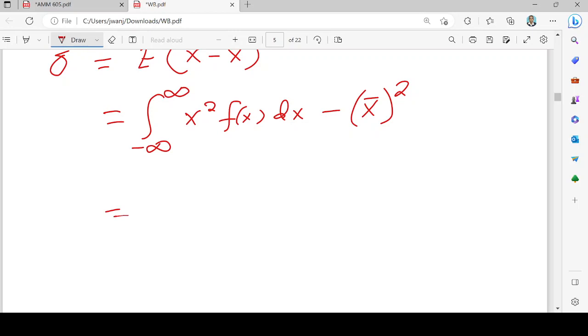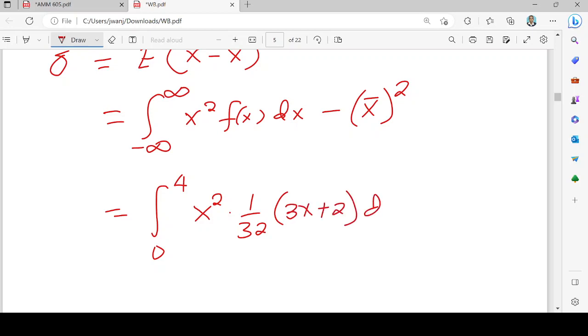So in this case, we write this will be the integral from 0 to 4 of x squared times 1 over 32 into 3x plus 2 dx minus 2.5 squared. Notice that here we have replaced the lower limit negative infinity by 0 because the function is non-zero only between 0 and 4. That's why we have the limit 0 to 4, because that's the only section where f of x is non-zero. And in that section, it is given by 1 over 32 into 3x plus 2.